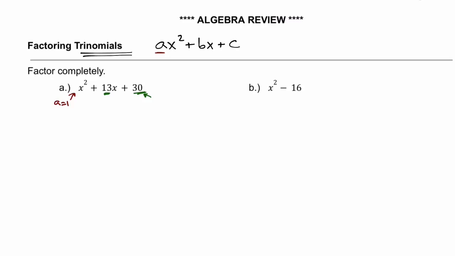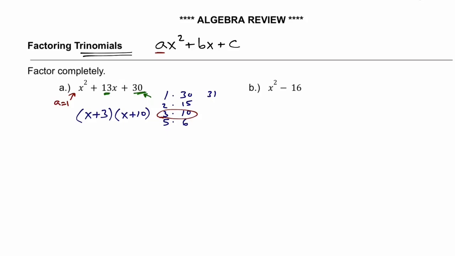To be systematic about it, we could think about, okay, 1 times 30 adds to 31. 2 times 15, that's not going to work. 3 times 10, that's the one. So we could start by listing all of the possible factors and keep going and list them all, or at least list them until we find the one that works. And then in this case, we can factor the expression as x plus 3 and x plus 10.